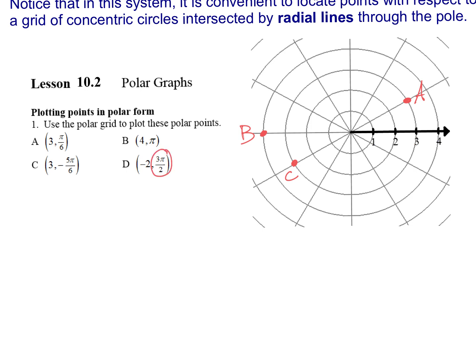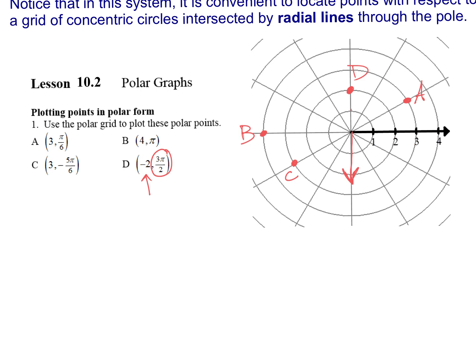You go to the angle. So if I go to 3 pi halves, I'm actually facing this direction like that. But if they tell you a negative radius, then pretend like you're facing in this direction and you go backwards too. So you're actually up here at D. Okay, so instead of going out in the same direction, you go the opposite.